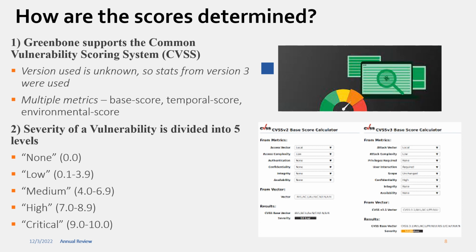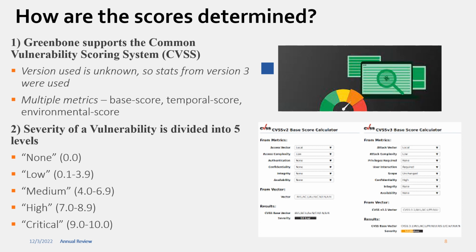First, we have to discuss, how were the scores determined? See, Greenbone supports the Common Vulnerability Scoring System, otherwise known as CVSS, and that's important because I use this acronym quite often in the presentation. I did not spend enough time to learn what version of Greenbone I was using, so I decided to make an assumption and use the stats from version 3.